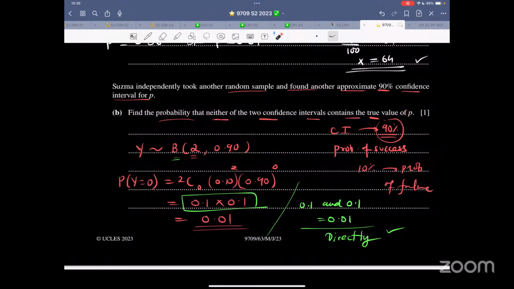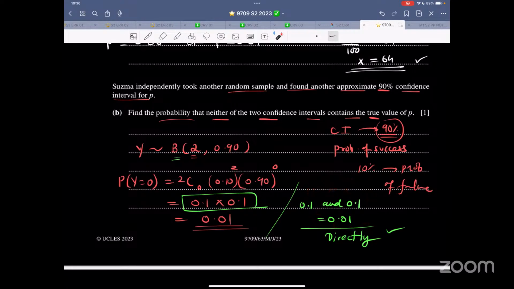Now this is binomial because more than one is taken. So Y follows the binomial distribution with 0.90. None of these contain this. So 2C0, success raised to the power of 0, failure raised to the power of 2. Or if you want to write it directly, 10% is failure, this is also failure, and this is also failure. So 10% into 10%, that is 1%. That's how you can also do it.